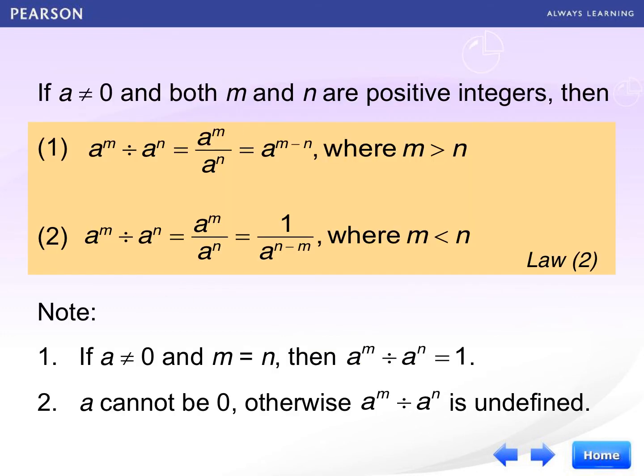In general, for division, a cannot be 0 because dividing by 0 is undefined. If m equals n, then a to the power m is the same as a to the power n, so dividing it will become 1. If m is greater than n, then a to the power m divided by a to the power n is a to the power m minus n. But if m is smaller than n, then a to the power m divided by a to the power n, we will get 1 over a to the power n minus m.